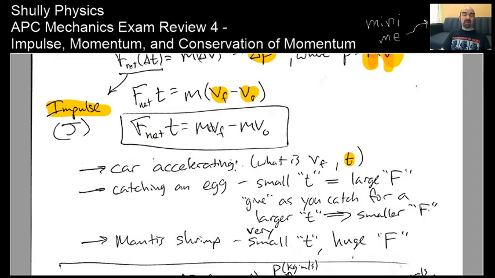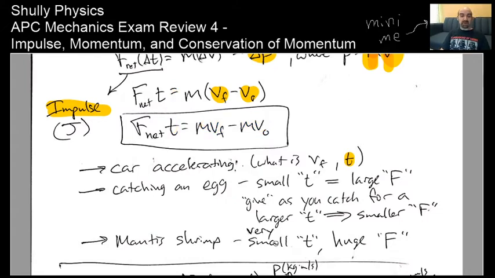Because no matter what, if you get hit in a helmet, there's a moving object that comes to rest. It's going to come to rest in two different ways, possibly a short period of time with a large force, or of course a large period of time causing a small force.